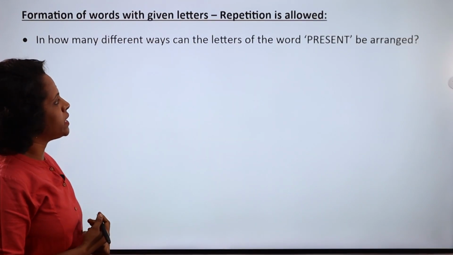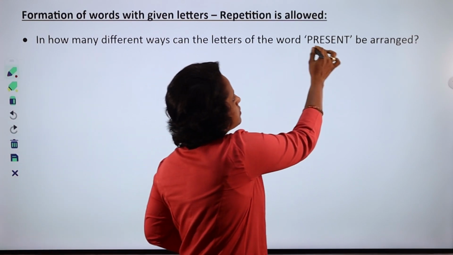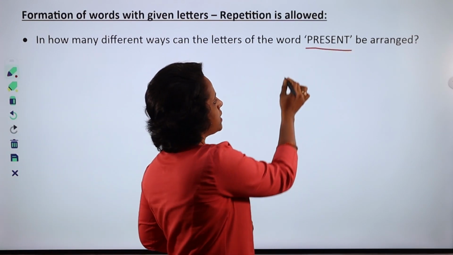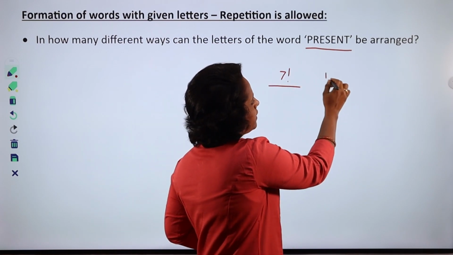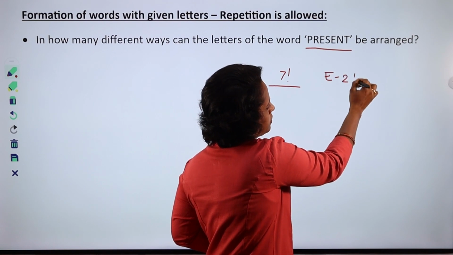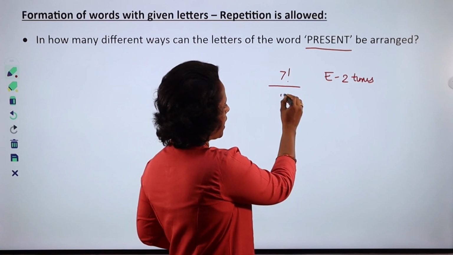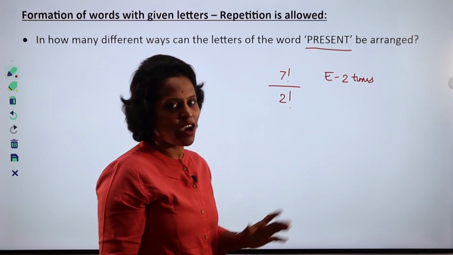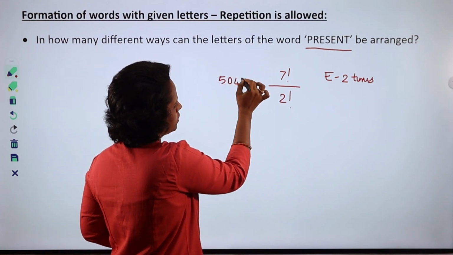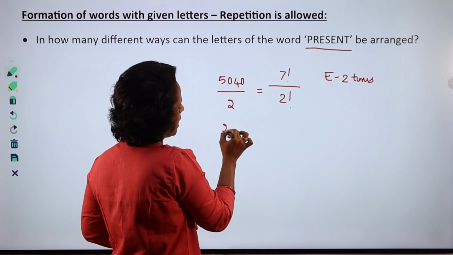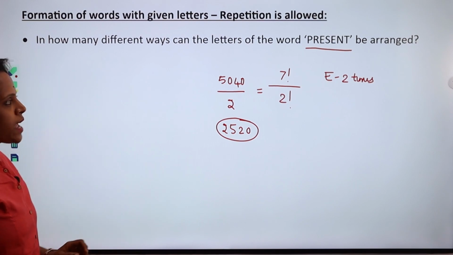In how many different ways can the letters of the word PRESENT be arranged? How many letters do we have here? 1, 2, 3, 4, 5, 6, 7. So 7 factorial divided by... the letter E is repeated 2 times. So we get 7 factorial by 2 factorial as your answer. 7 factorial is 5040, divided by 2 factorial, which is 2. The answer will be 2520. So 2520 words can be formed.